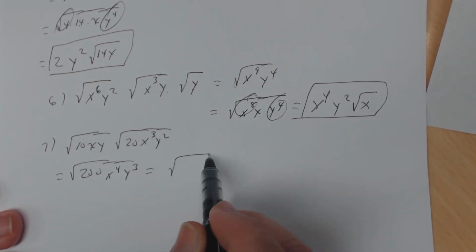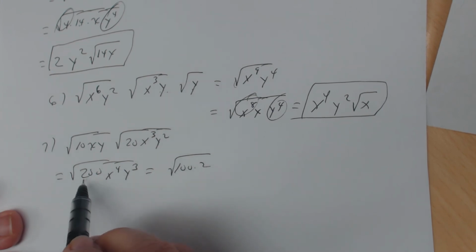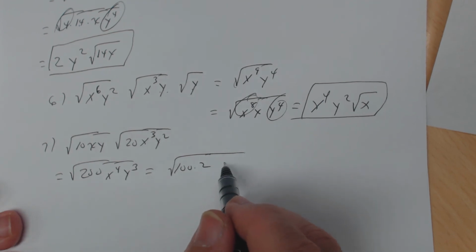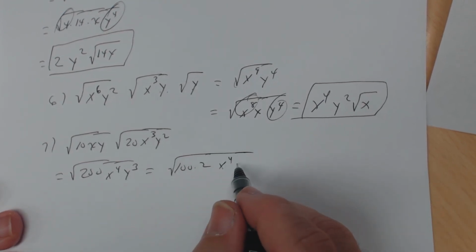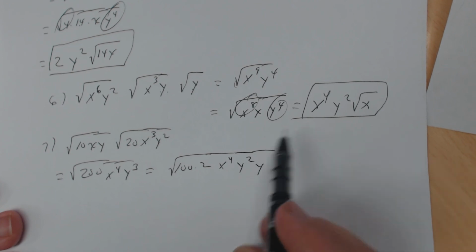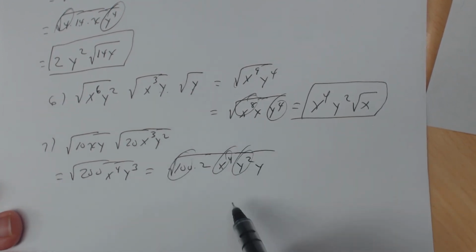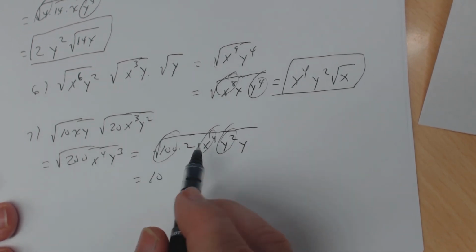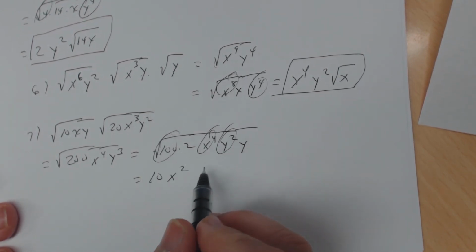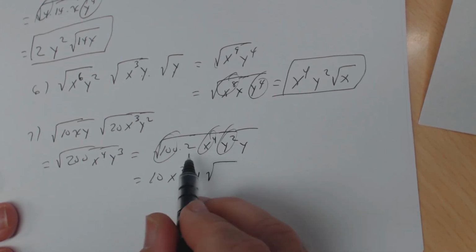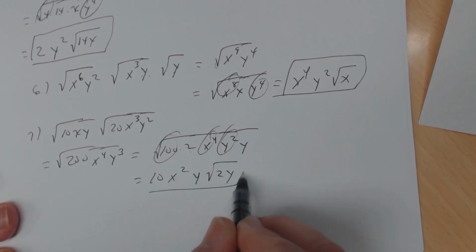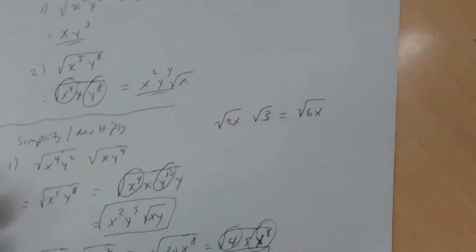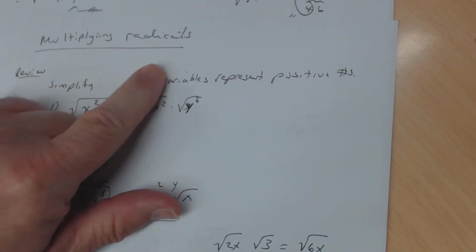And I'm going to rewrite this as the square root of 100 times 2, because 100 is the largest perfect square that goes into 200. 4 is even, so I'm going to leave it at x to the 4th. Y cubed, though, I'm going to rewrite as y squared times y. And so I'm going to circle these, because I can simplify those. So the square root of 100 is 10. The square root of x to the 4th is x squared. The square root of y squared is y. And you're left with the square root of 2y. Okay? All right, so that's going to take care of this part dealing with multiplying radicals.